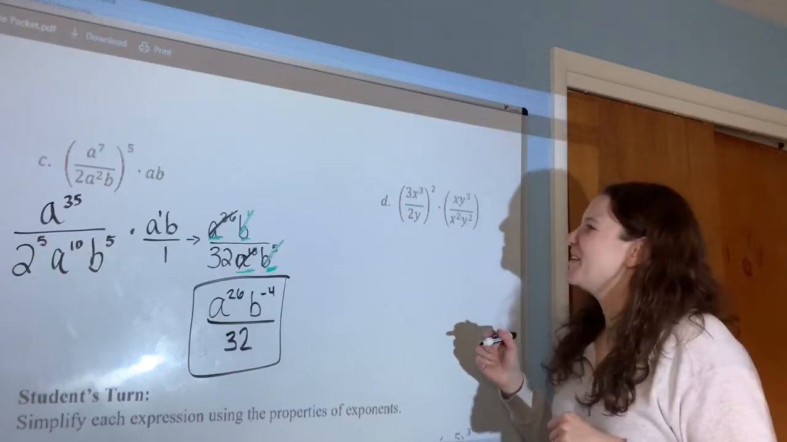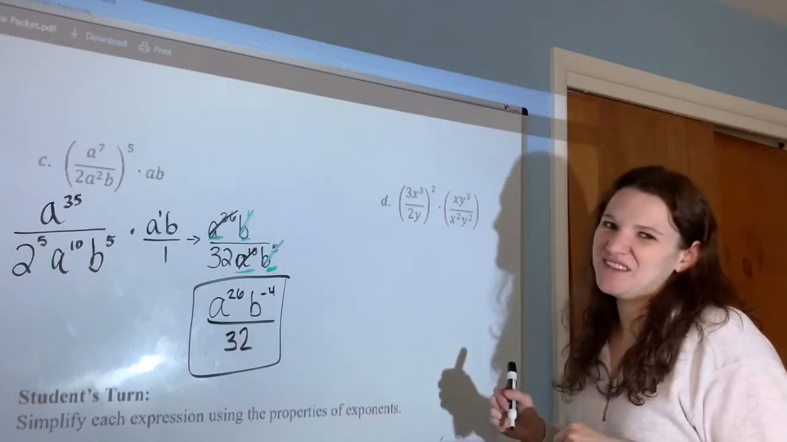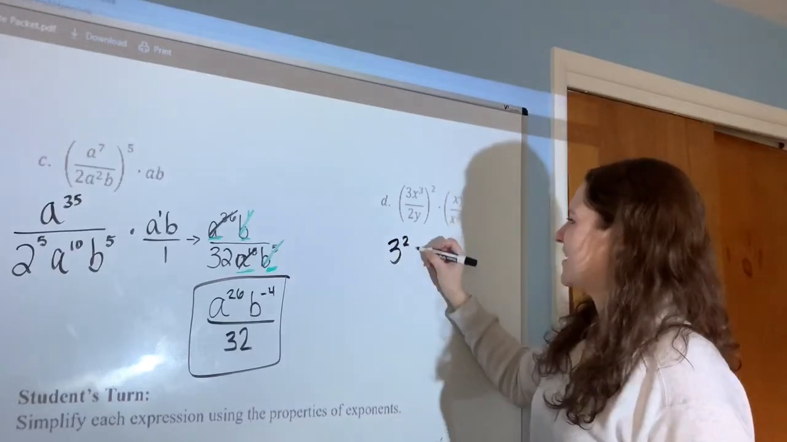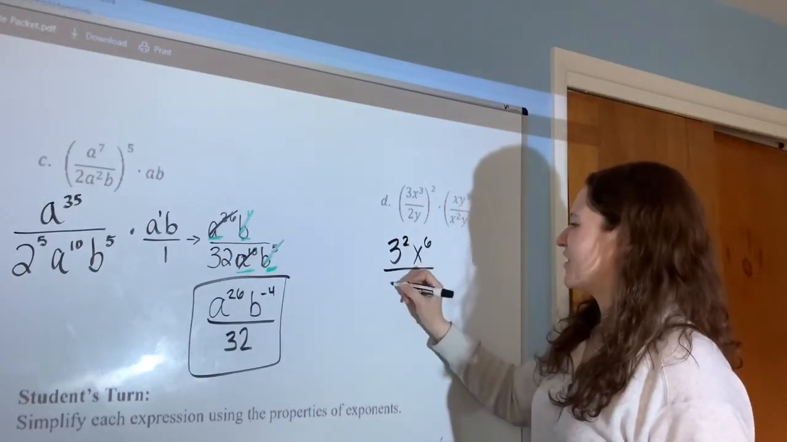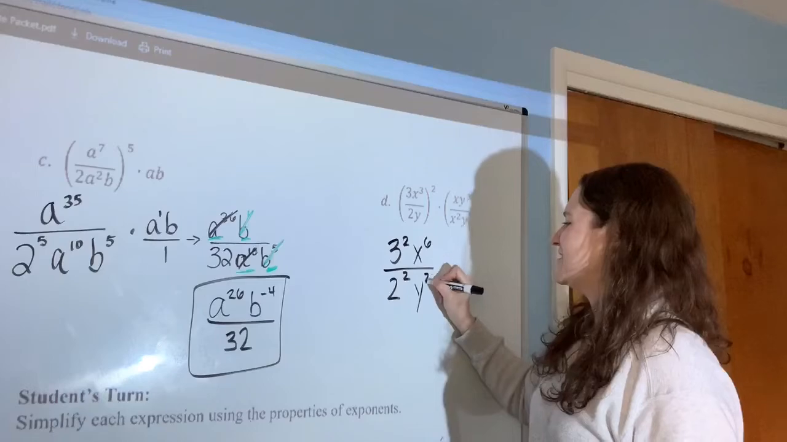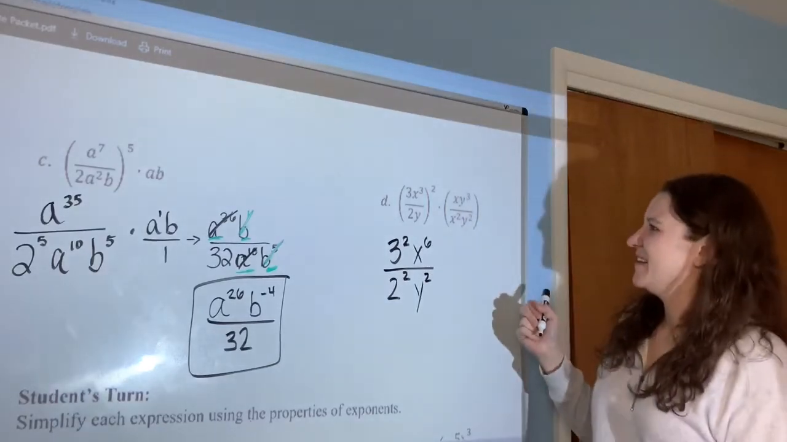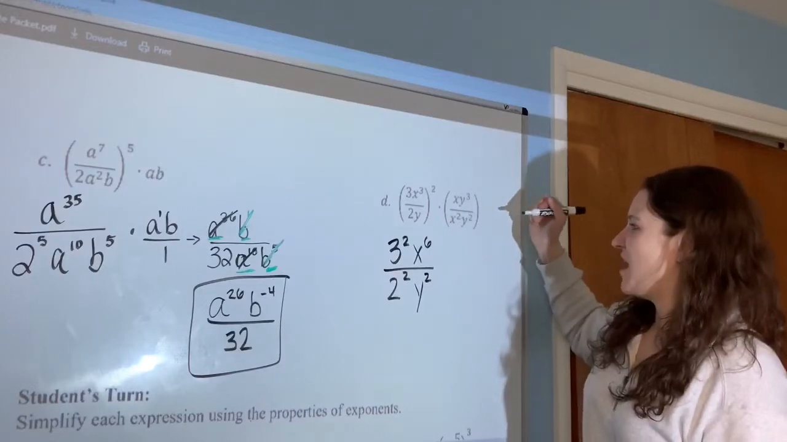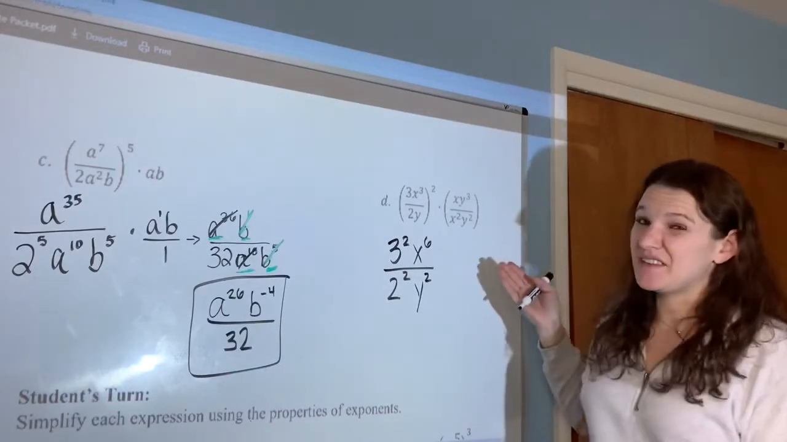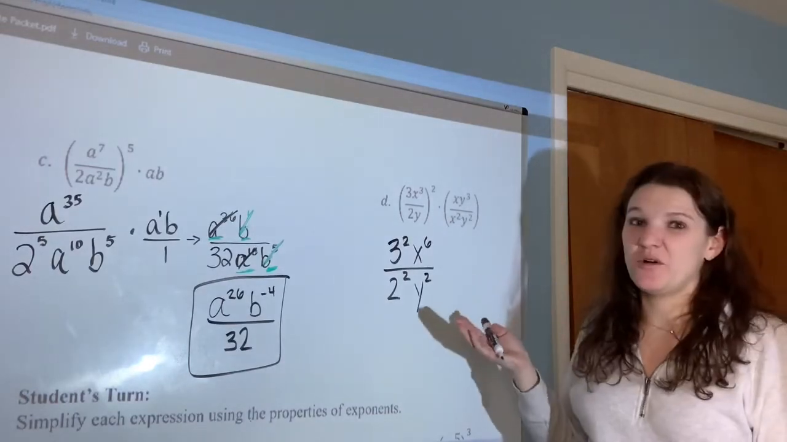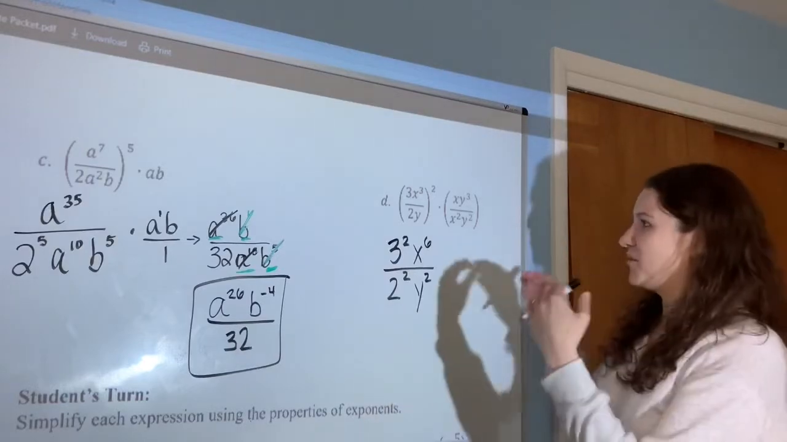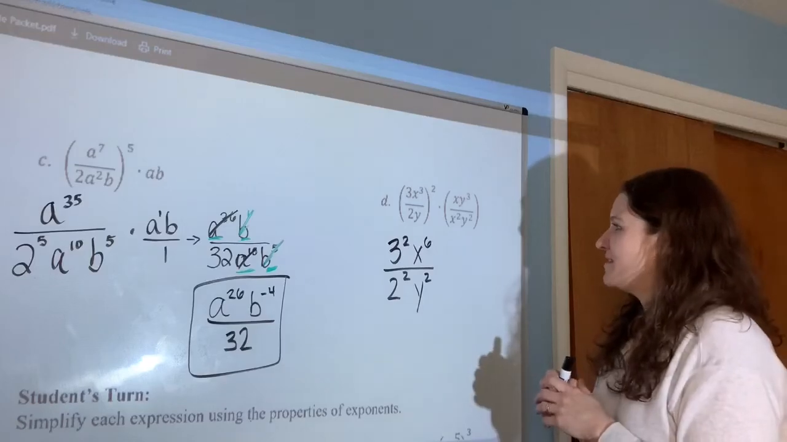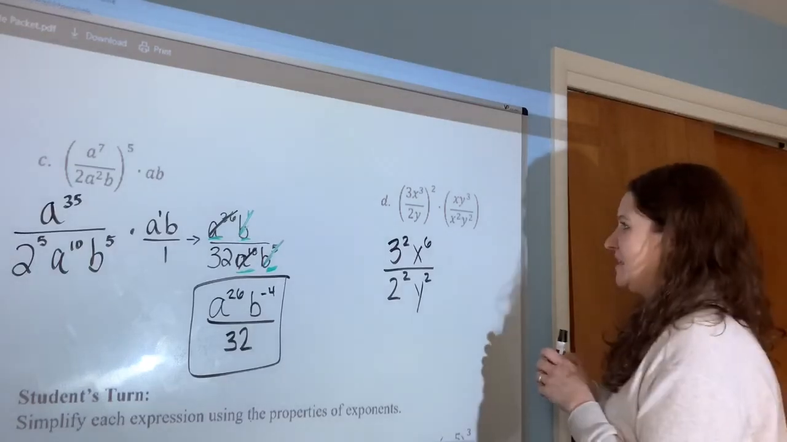Last example here, let's go ahead and distribute that power 2 to everything inside the parentheses, giving us 3 squared x to the 6th over 2 squared y, and then y squared. Nothing to distribute here, so I'm just going to bring everything over. But I can simplify things inside here first. So if you wanted to do that first, that's fine. If you wanted to multiply across and then simplify down, that's up to you. I think I'll simplify first because it'll be easy.